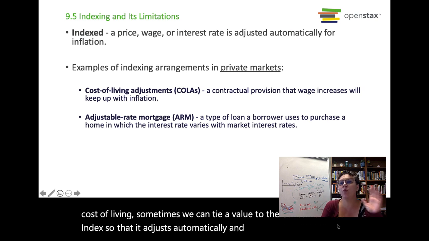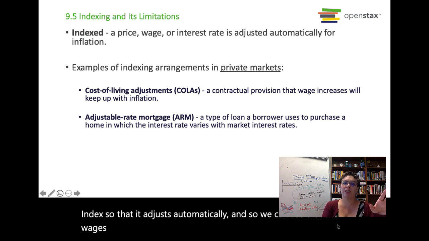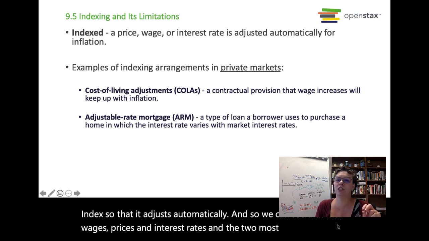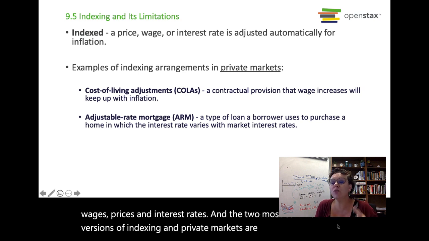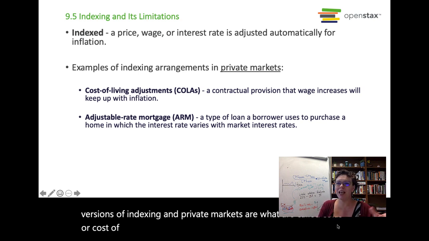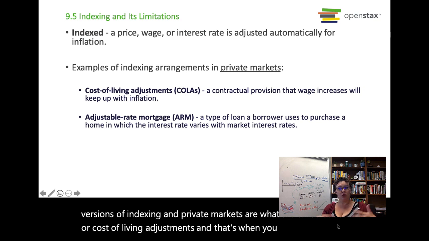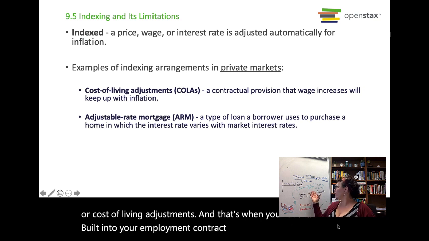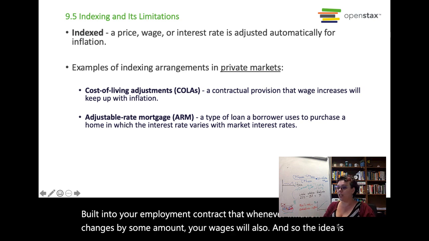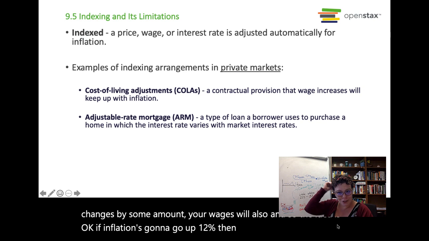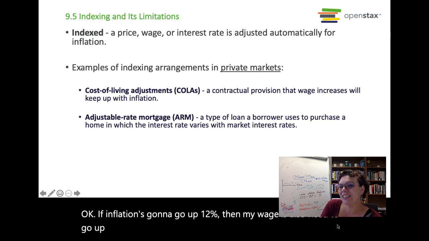And so we can see that with wages, prices, and interest rates. The two most common versions of indexing in private markets are what are called COLAs, or cost of living adjustments. And that's when you have it built into your employment contract that whenever inflation changes by some amount, your wages will also. And so the idea is, okay, if inflation is going to go up 12%, then my wages also need to go up 12%.